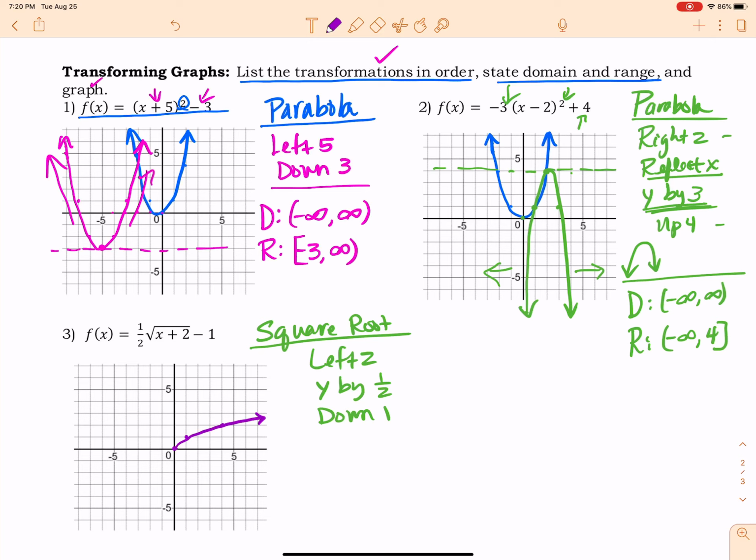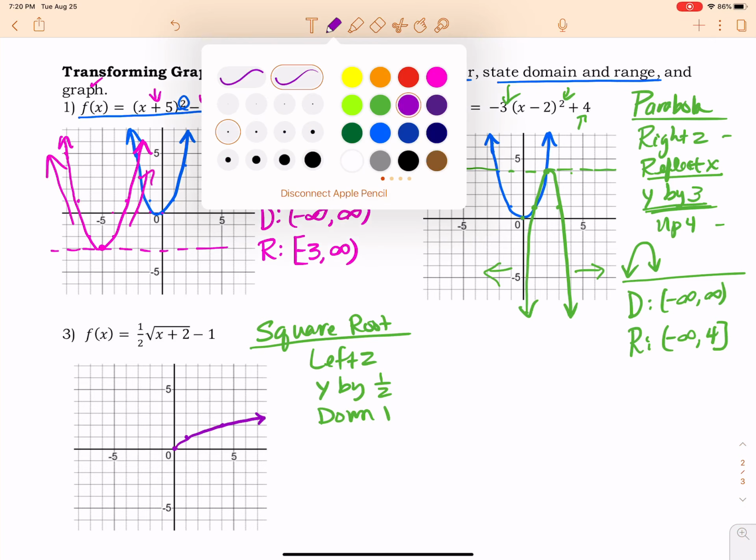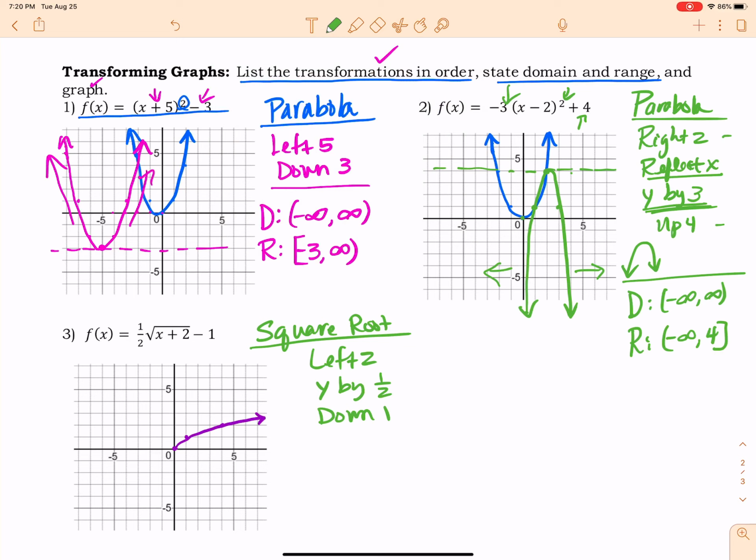So how is that going to change? So let's look at our transformations. The first thing I'm going to do is move that vertex to the left 2, and then y changes by 1/2, which means that instead of going over 1 and up 1, I'm going to go over 1 and up 1/2, and then over 4, and rather than going up 2, I'm going to go up 1. So that's what would happen there.